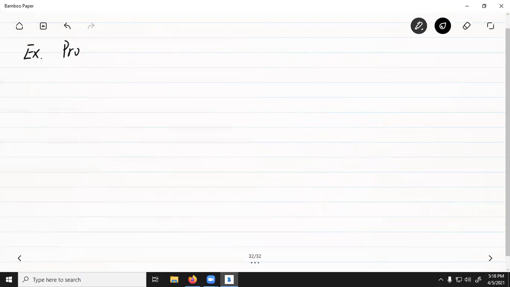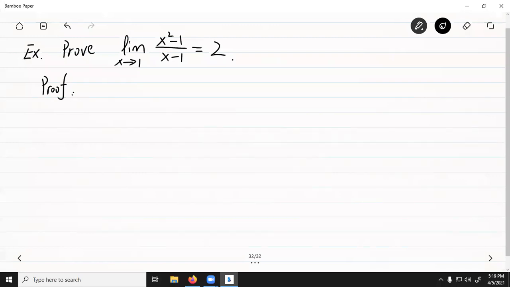Let us prove the limit as x approaches 1 of x squared minus 1 over x minus 1 is equal to 2. Okay, so the limit is already given. We know how to calculate this kind of limit, but now we want to know why this must be equal to 2. So we use the definition to prove it. For this section, if the homework asks you to find the limit of certain functions, you need to use this definition to prove it.